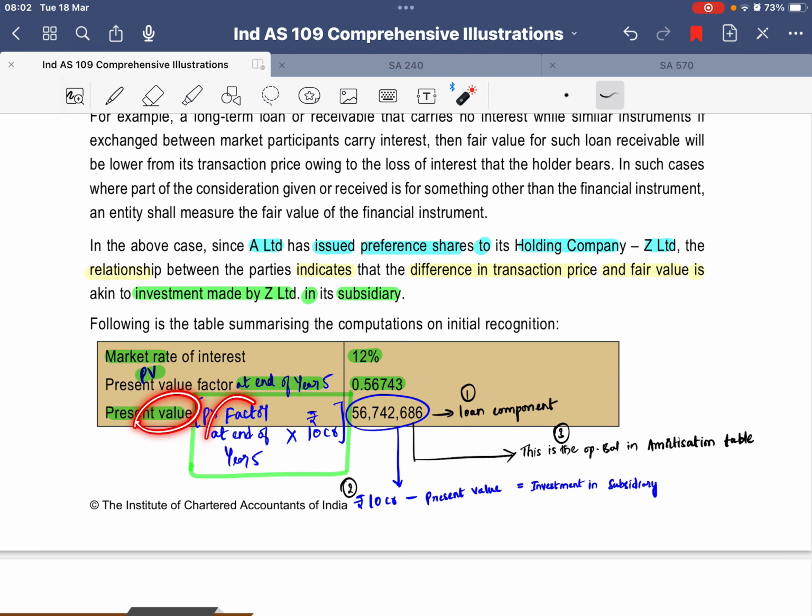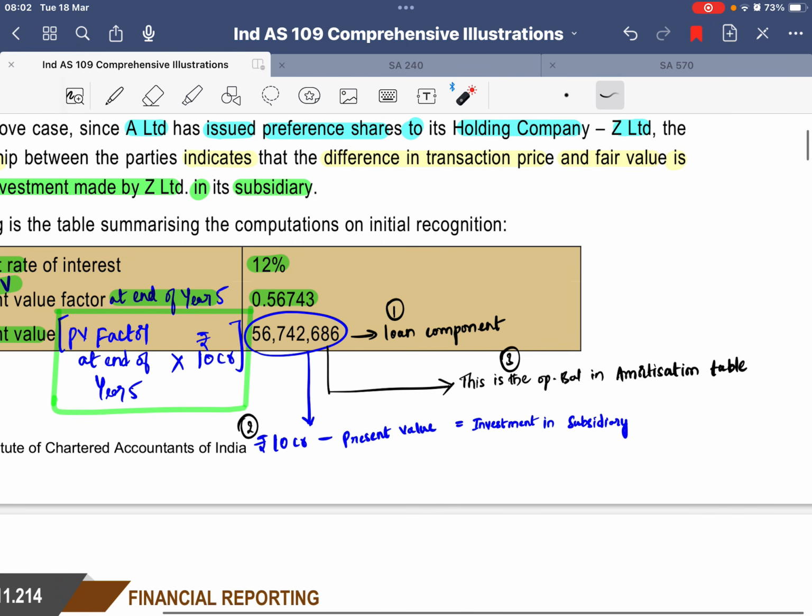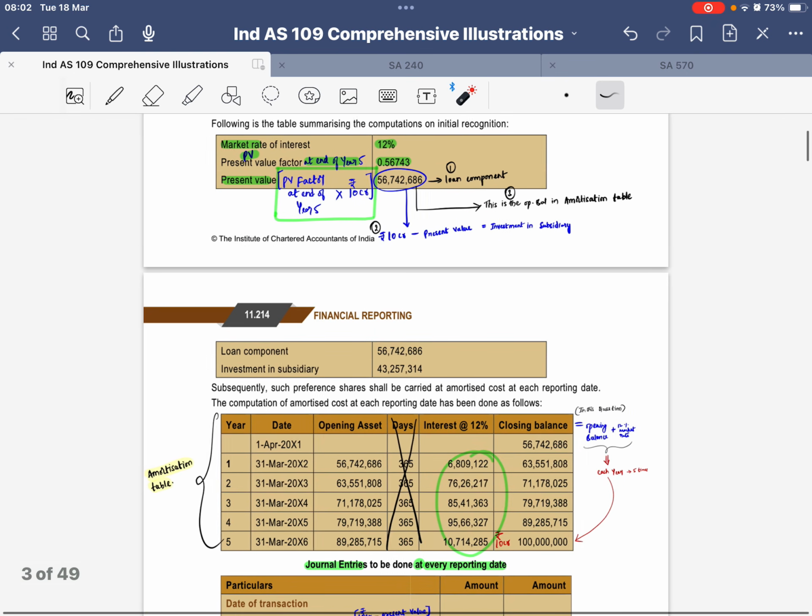The PV factor at end of year 5 multiplied by 10 crore gives the present value of the loan component. 10 crore minus the present value of this loan component gives the investment in subsidiary. This is the opening balance in the amortization table.